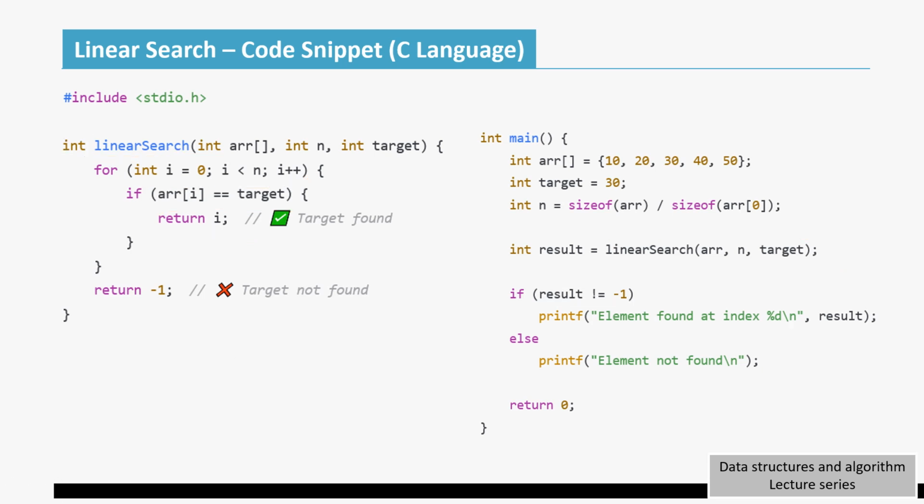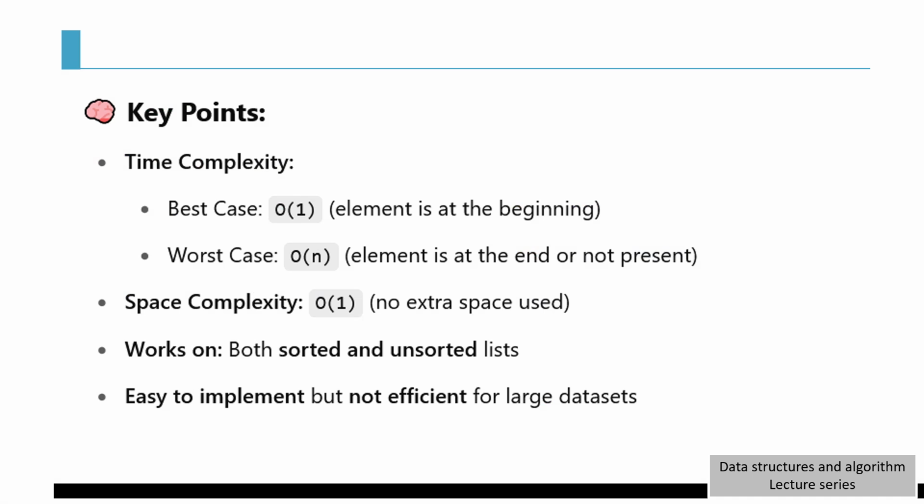Linear search, key points. Best case time complexity is O(1), when the element is found at the beginning itself. Worst case complexity is O(n). You have to go through all n elements when the element is at the end of the list or not present in the list. Space complexity is O(1) as no extra space is required.